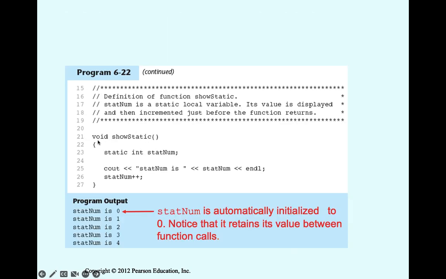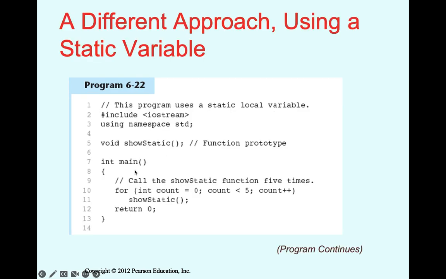For example, this function, void show, has a static int stat_num. This is a local variable. Static local variables are given the value 0 by default as initialization. After we print it, it will be printed as 0, and then we increment this. After we finish this function, this variable will not be destroyed because it's static. So it will wait, in case we call this function again.